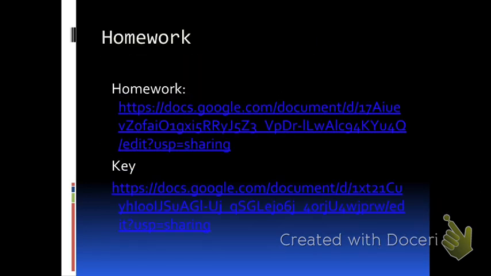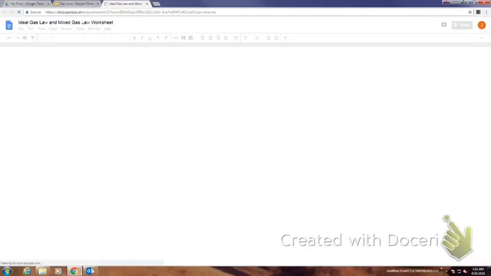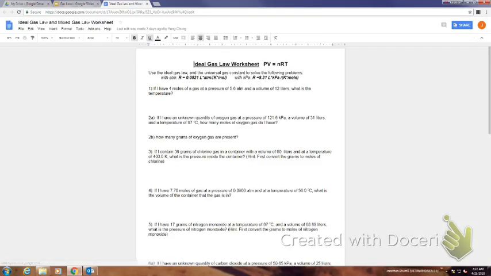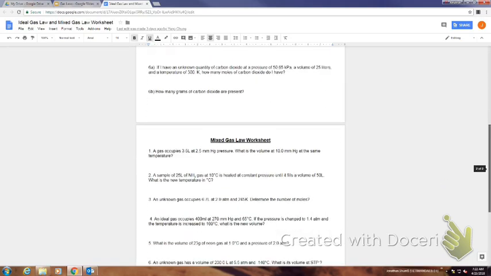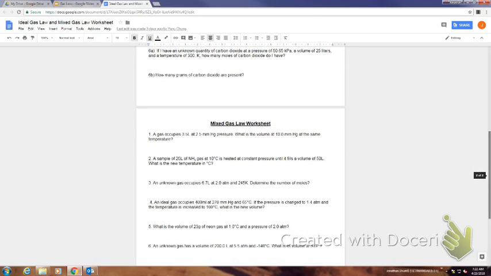All right, I have some practice for you. The first part is just the ideal gas law, which is good practice. But the second part is where I mix them up and you have to figure out, should I use combined or ideal? That's ultimately where you want to end up. There's also a key posted.